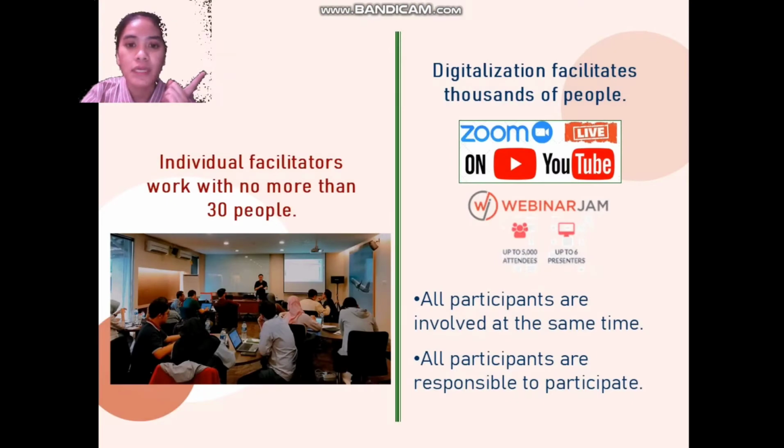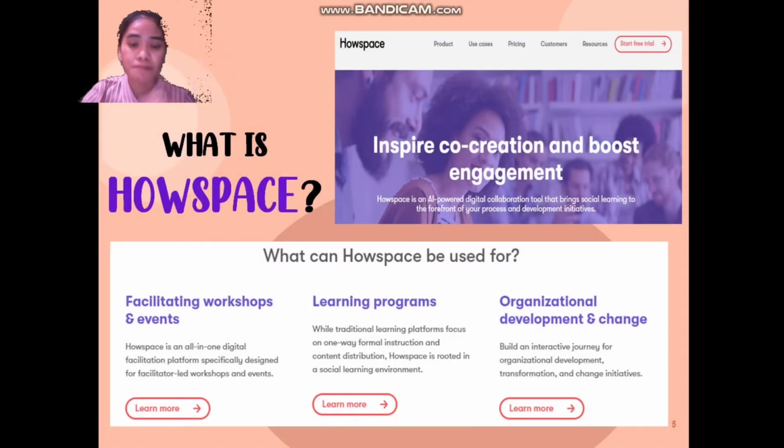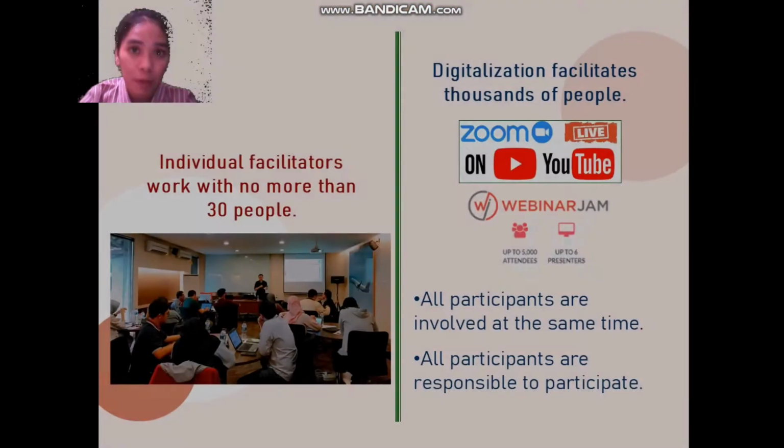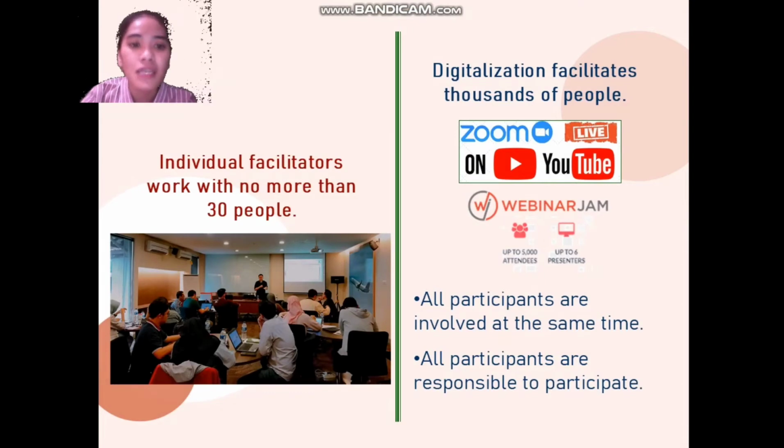Okay, so this is the first tip, or the first power of our digital tools: involving a large group of people. Yes, in an offline meeting, usually the participants are no more than 30 people, or no more than 100 people. Why? Because the committees have to manage both participants and the facilitators at the same time in the same place, right?